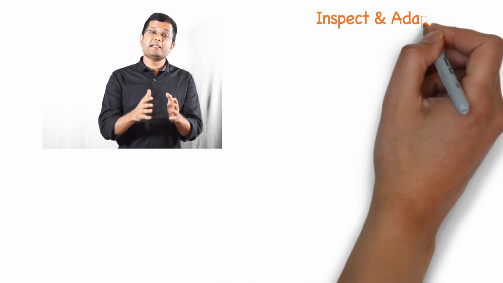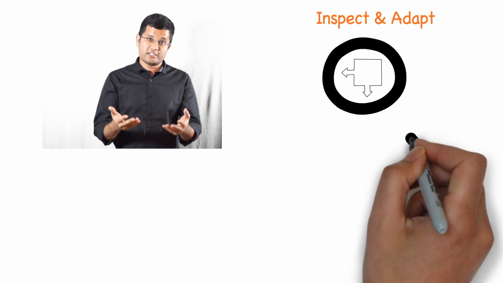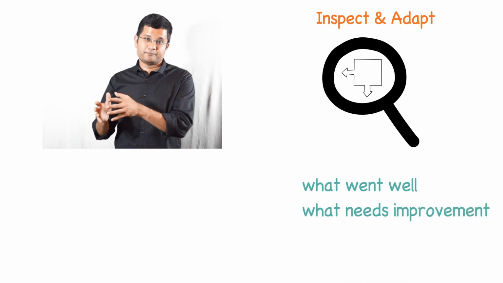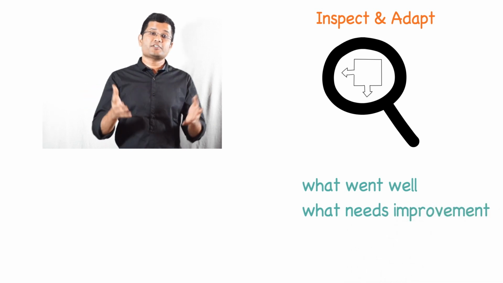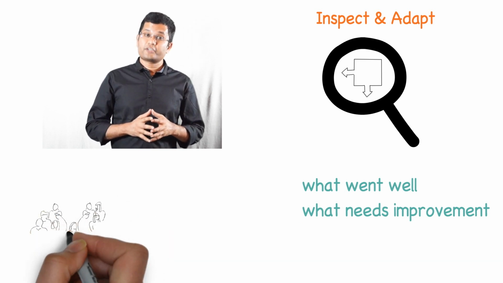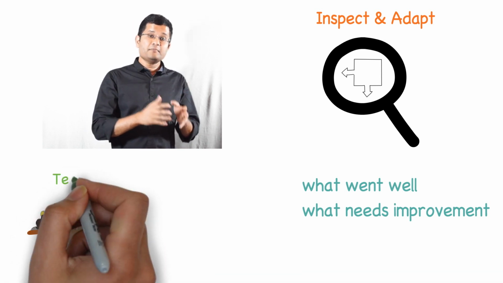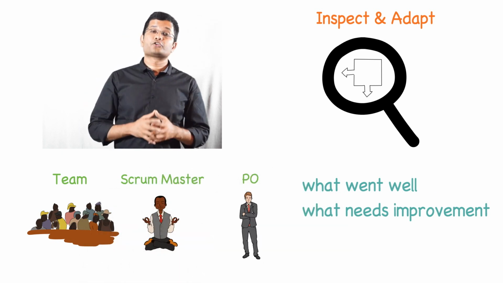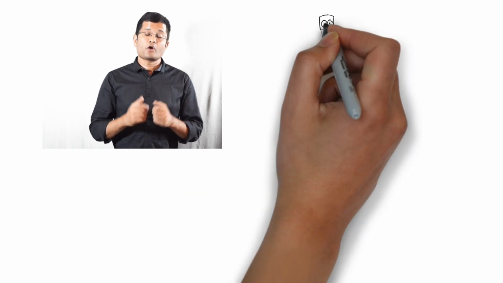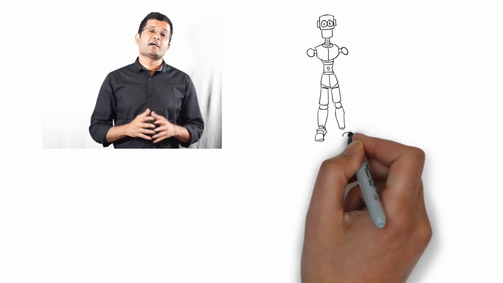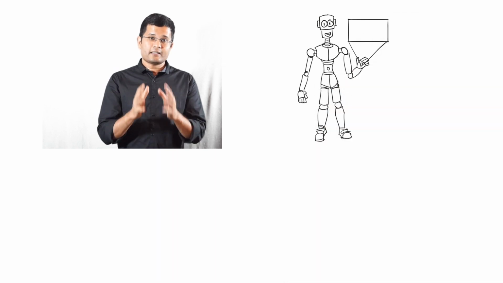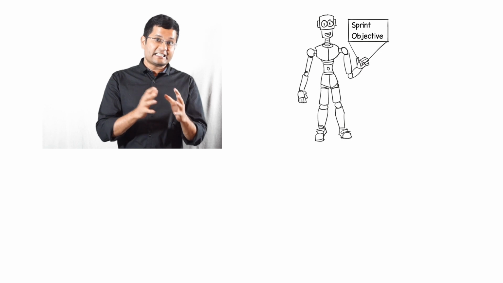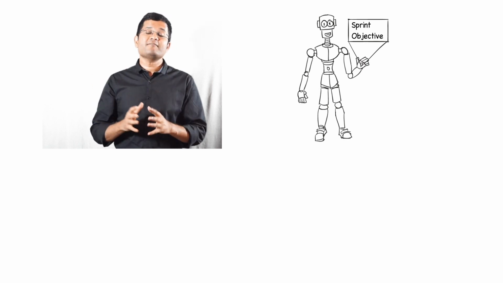Retrospection is an inspect and adapt cycle of the process, where we look into what went well and what needs improvement. This is usually done after sprint review. The participants of the retrospection are the team, the Scrum Master, and if time permits, the PO. There are various ways through which retrospection can be done. One effective method is that in the retrospection meeting, someone projects the objective of the sprint that is currently getting over and how well they have met it.